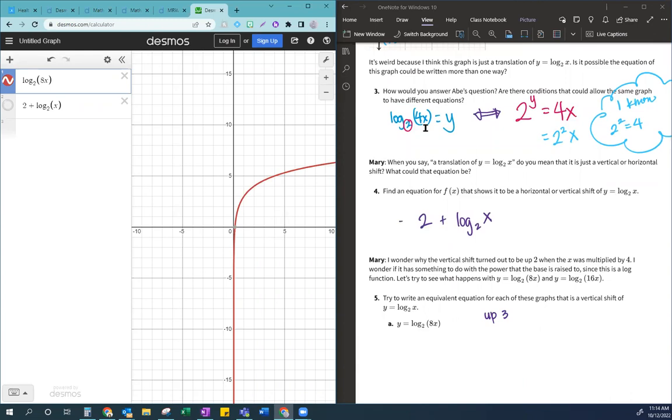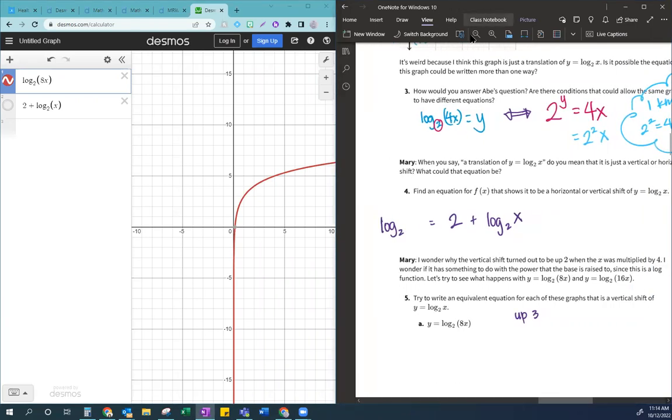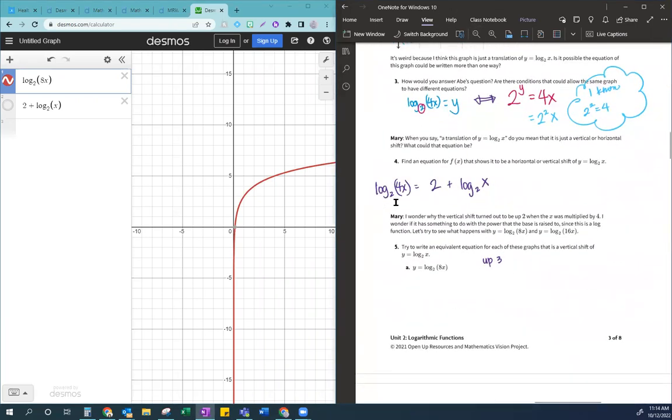So log base 2 of 4x. Let me make this a tad tinier. Log base 2 of 4x was up 2. Log base 2 of 8x is up 3. What? Where? How do I know? What tells me that that's 3? That's what your brain should be saying. Where do you see 3 here? I don't see a 3, unless you do see a 3. Tell me where you see a 3.